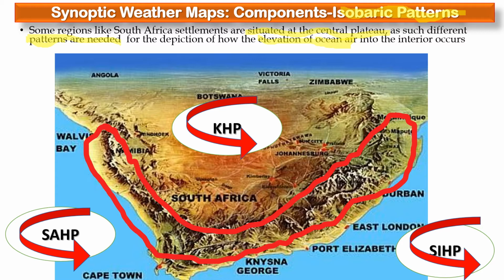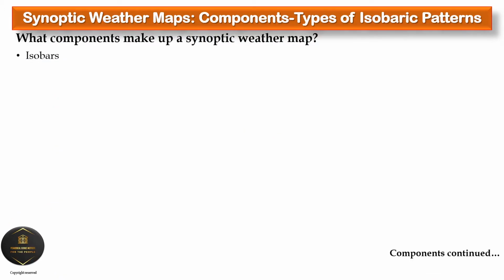Now their circulation may lead to a specific representation of isobaric patterns being shown on synoptic maps, and that influences how we choose to interpret synoptic weather maps. So please take note of this, because it's very important. It's a very important component that you need to keep in mind or be cognizant of as you are studying this section of work. So let's move on.